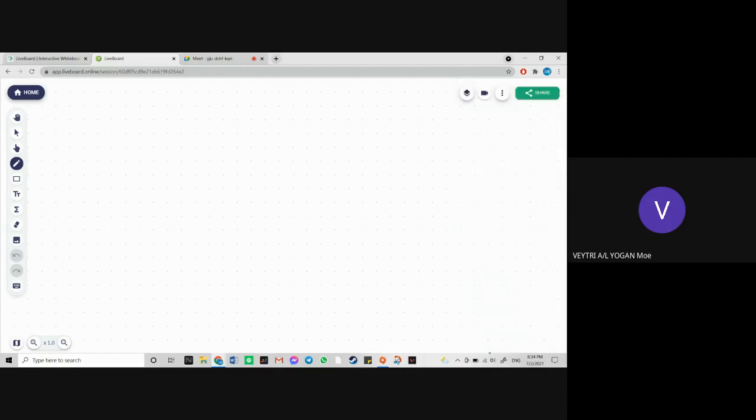Now, let's have a look at the second one. The second principle that we are going to learn over here is Pauli's exclusion principle.